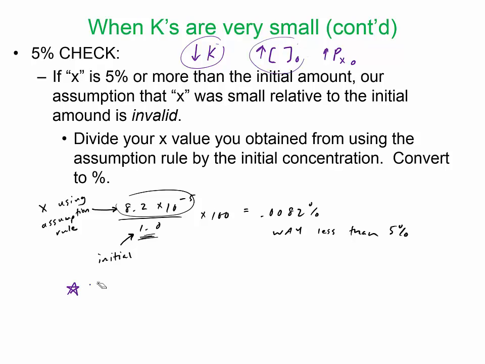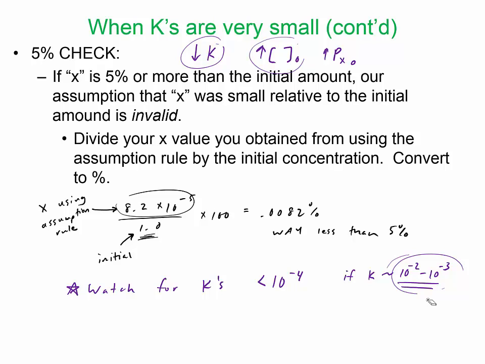So here are some guidelines. Watch for Ks that are smaller than 10 to the negative fourth. If your K is around 10 to the negative second to 10 to the negative third or bigger, this may not work. And if it equals these numbers, you're going to be right on the cutoff line. It may or may not work.